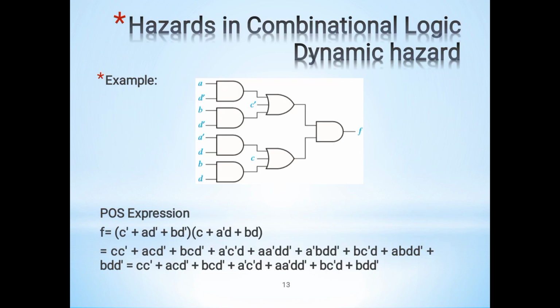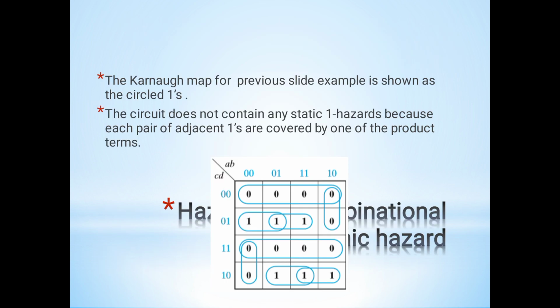This is one circuit which has a dynamic hazard. The circuit and the corresponding POS were given here. The same concept applies: we are combining all those adjacent possible cells. By these cells, the hazards can be eliminated.